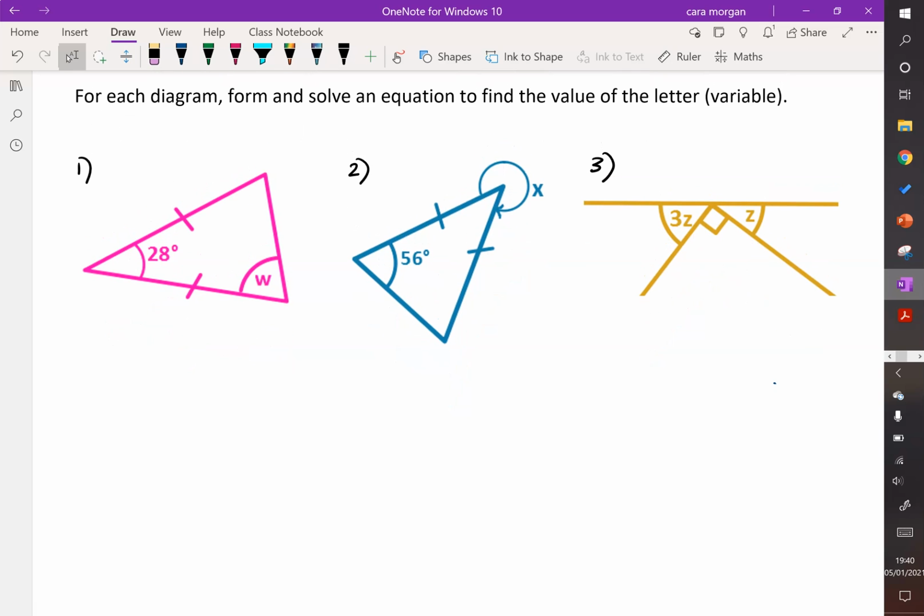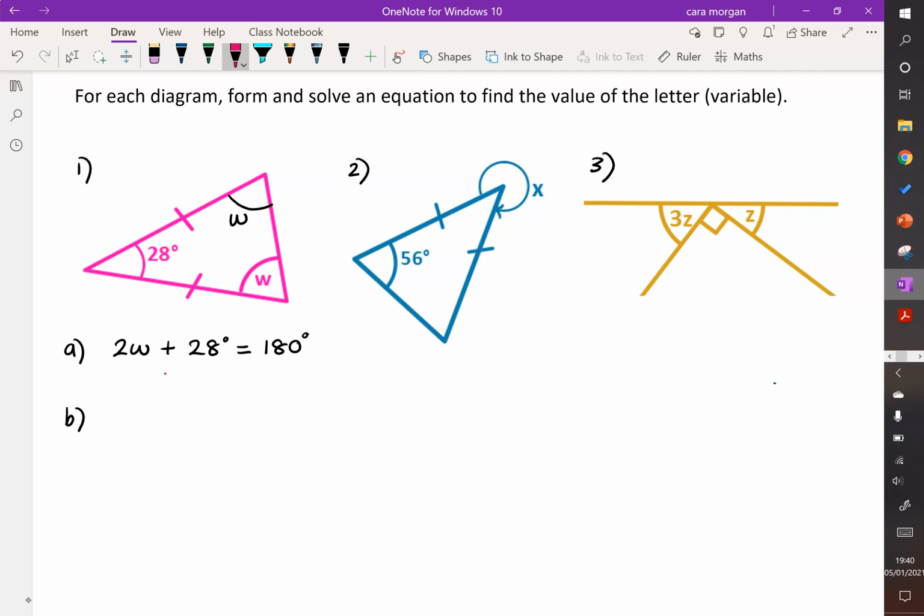Now, in question 1, I noticed these 2 little dashes, and that means that those 2 lengths must be the same, which means I've got a special triangle that has 2 lengths the same, and also 2 base angles the same. It's an isosceles triangle. I therefore know that if I were to form an equation, 2 w's add 28 degrees must equal 180 degrees, because the interior angles for any triangle total 180 degrees.